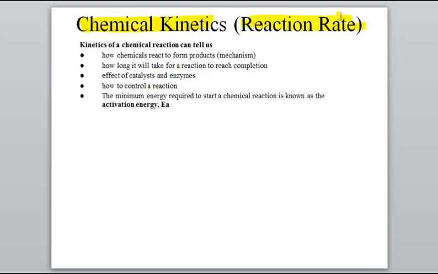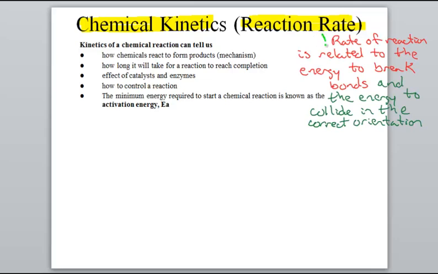Chemical kinetics is the study of reaction rate. Rate of reaction is related to the energy to break the bonds and colliding in the correct orientation. So nothing's really changed, but anything you can do to make it easier to break bonds or collide in the correct orientation will increase reaction rate. If you make it harder to break bonds or to collide in the correct orientation, then reaction rate would decrease. This concept hasn't changed, and never will change, from what we gave at the beginning.